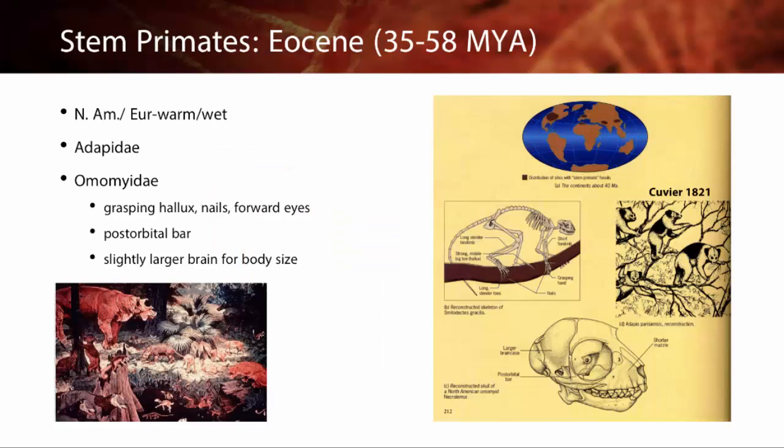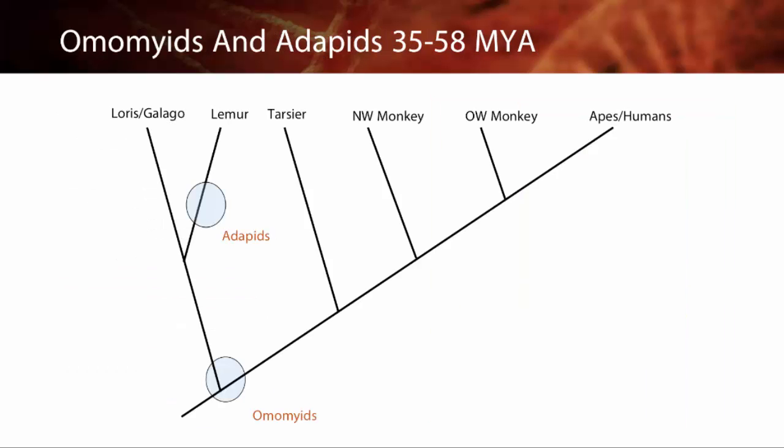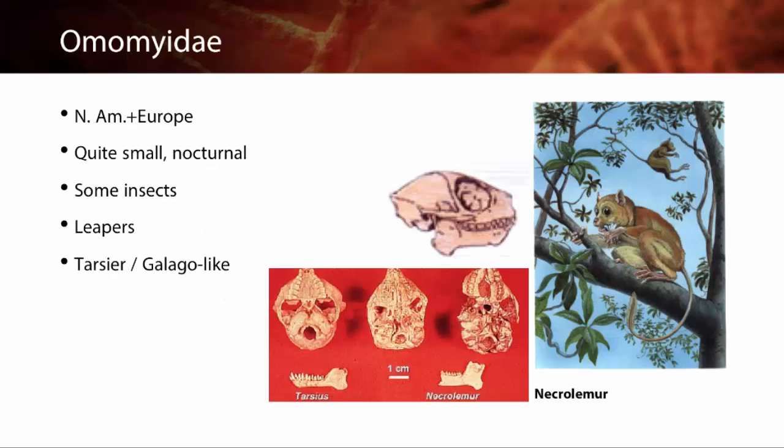The earliest primates we know of exist between 35 and 58 million years ago, the Adapids and the Omomyids. These are ancestral strepsirrhines. The Omomyids were small galago-like creatures, insectivores, leapers, much the way galagos are today.